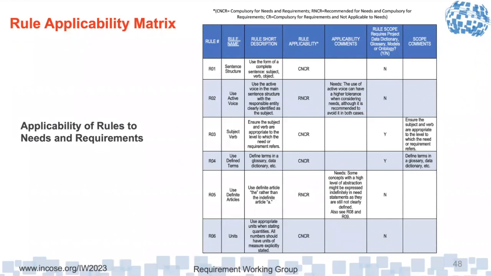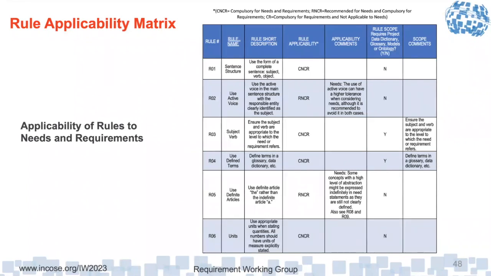Some of them are more applicable to requirements, but not as to rules. You look on the top, it's kind of hard to read. So they have a CNR, compulsory for needs and requirements, RNCR, recommended for both needs and requirements, and then compulsory for requirements and not applicable to needs. So they went through and did all this assessment for us.